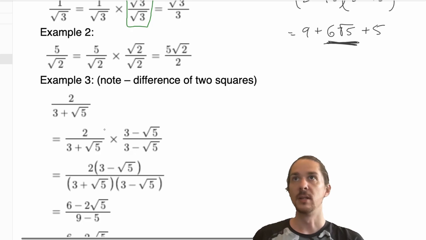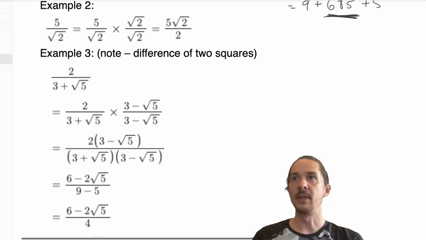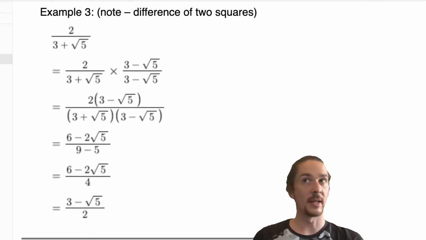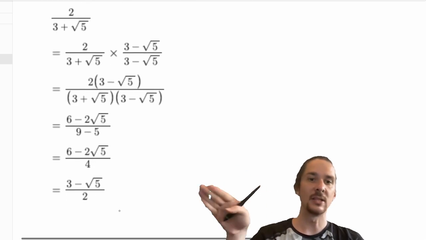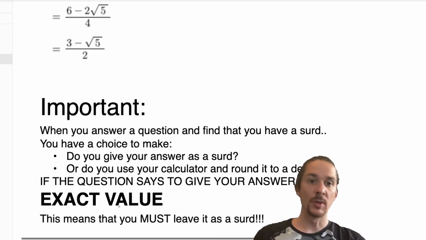Okay, so notice we have to deal with the multiplication in the numerator, right? This becomes 6 minus 2 root 5. And then our denominator simplifies to 4. And then now we can simplify this fraction by dividing the top by 2 and dividing the bottom by 2. And this is where we finish. Here is a really important note.